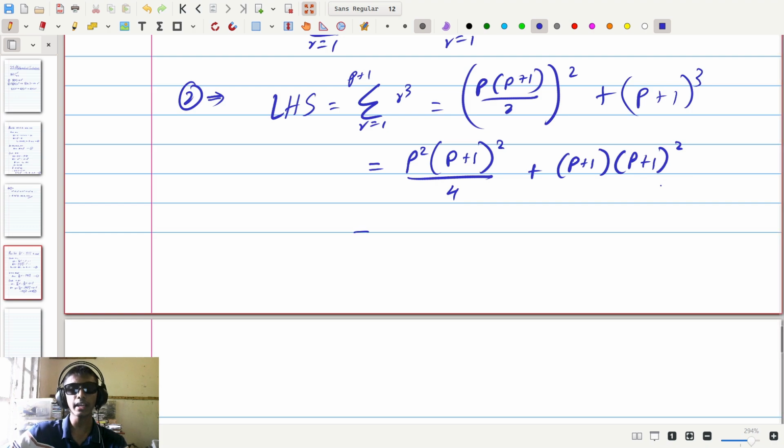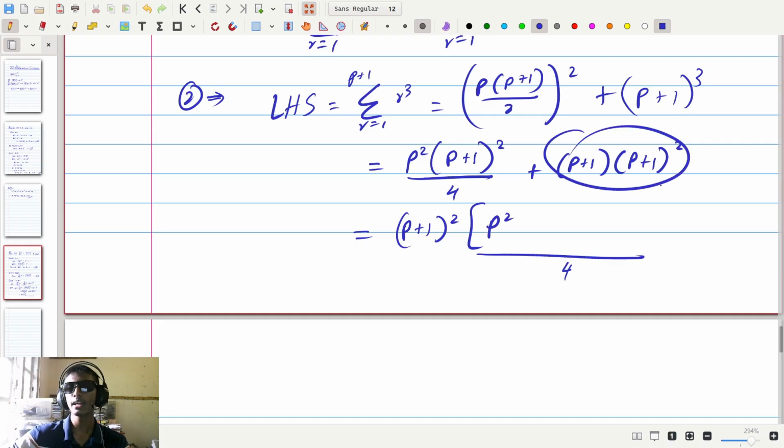So when I do that, I can see I have a common denominator of 4. So here if I take the p plus 1 squared out, I have a common denominator of 4, which I can write down as a denominator of 4. On this side I have a p squared, and on this side I need to take this p plus 1 into the common denominator of 4, which means I need to multiply it by 4. Multiplying p plus 1 by 4, I have 4p plus 4, which I can then add as 4p plus 4 as this thing's common factor.